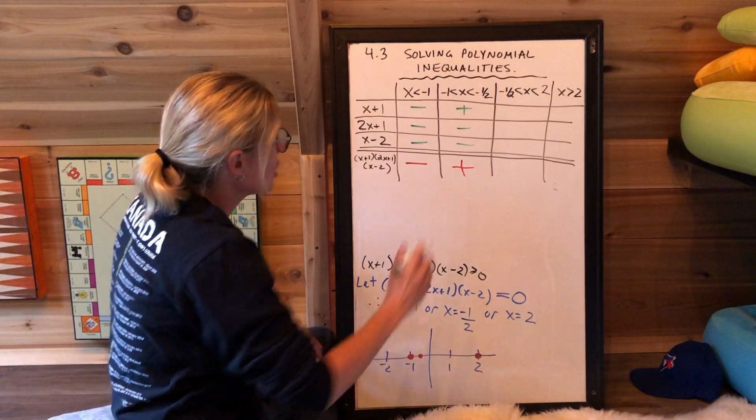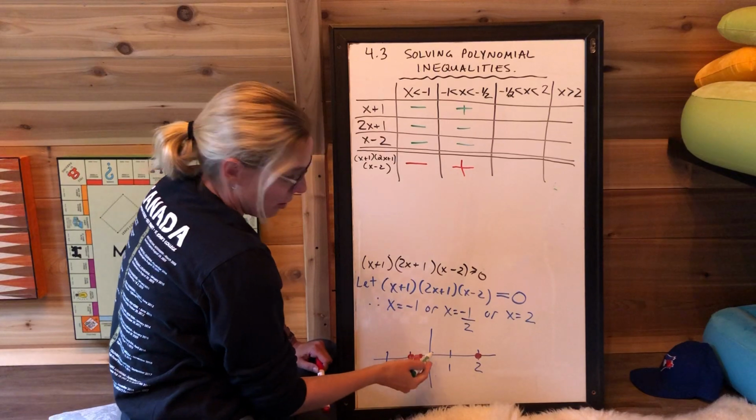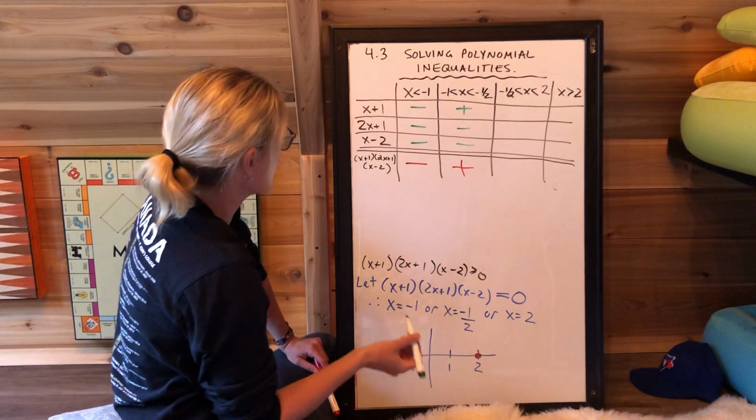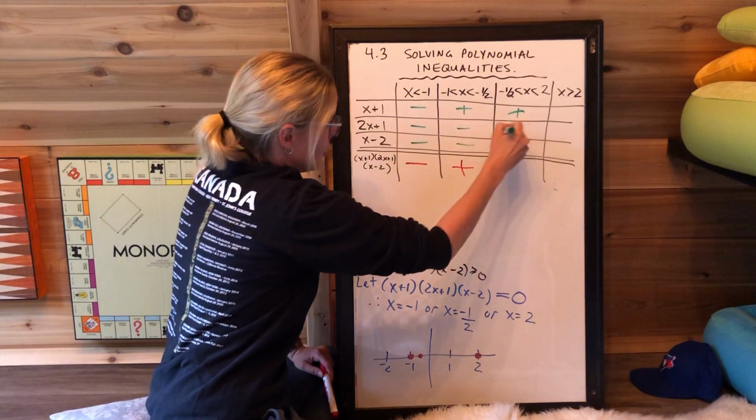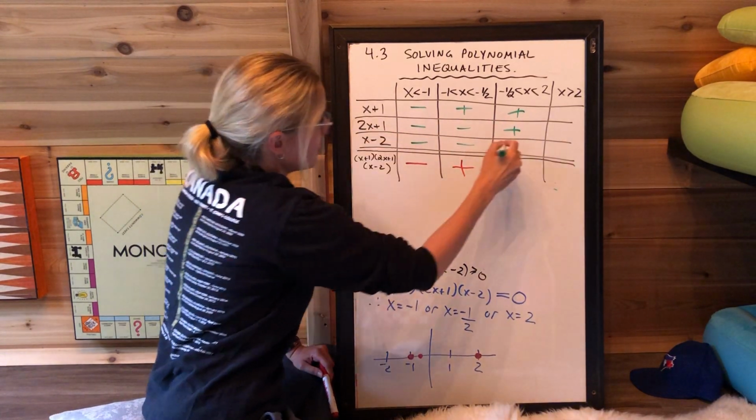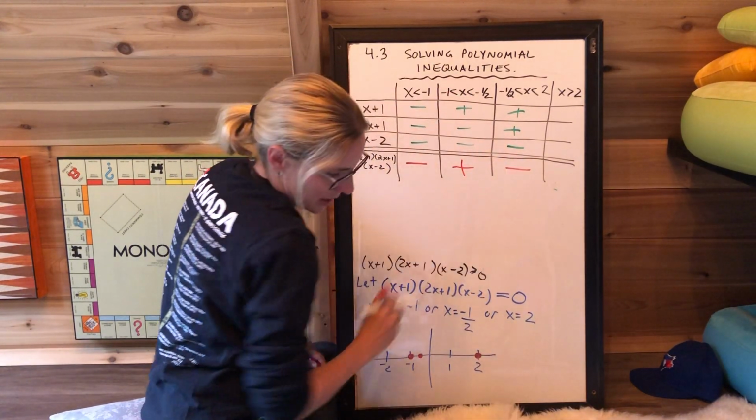Okay? Continue. Pick a number between -1/2 and 2. Well, this is a huge range. Pick something easy, 0. If you can pick 0, it's usually the easiest one to do. 0 plus 1, positive 1. 2 times 0 plus 1, positive 1. 0 minus 2, negative. Positive times a negative is a negative.